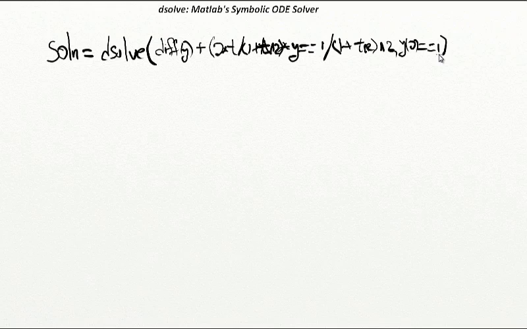I could suppress the output by putting a semicolon there, but if I wanted to see what actual solution function comes out, I would not include the semicolon. Now, if you want to graph the solution, all you have to do is type EasyPlot solution. And we'll do that in a moment, and you get a graph of the solution to the initial value problem.